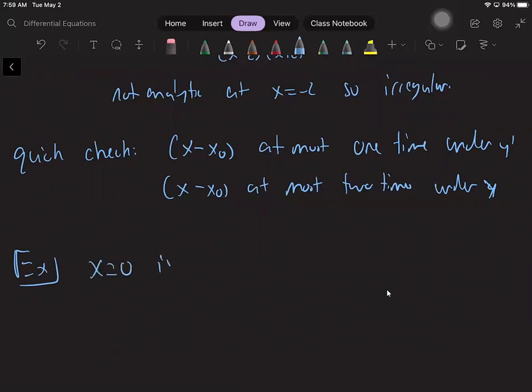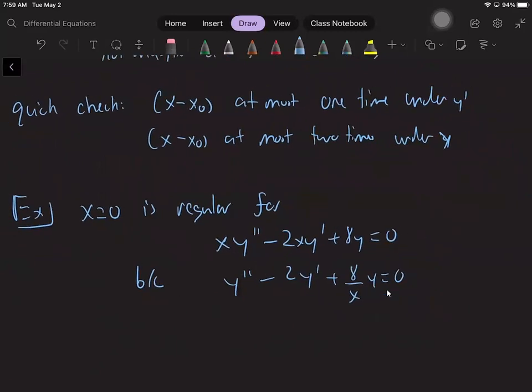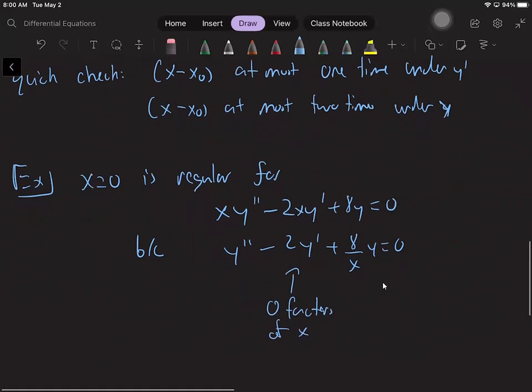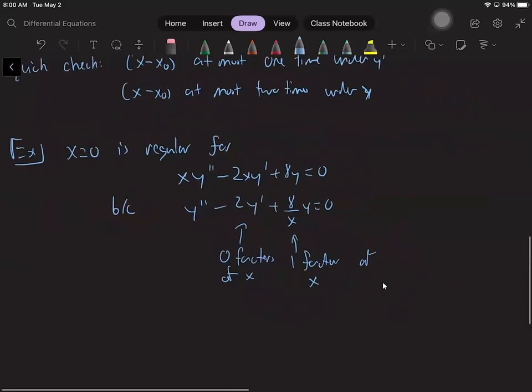So x equals 0 is regular for xy double prime minus 2xy prime plus 8y equals 0, because when I write it in this other form, what's my x naught this time? X naught is 0, so I have 0 factors here, which is less than 1, and I have 1 factor here, which is less than 2. And I need it to follow these 2 things here.